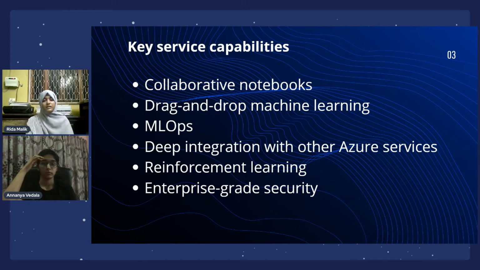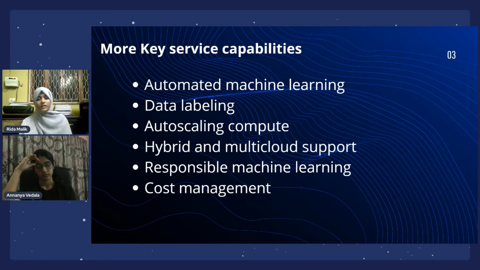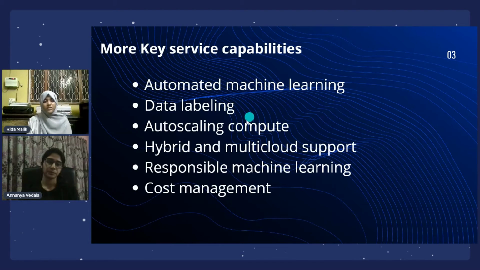The other capabilities are reinforcement learning. We also have enterprise grade security, and a few more, such as automated machine learning. We've gone quite into depth explaining how this is automated and how it's different from traditional machine learning processes. Then we've got data labeling. It's quite easy because we are easily able to monitor the labeled data.